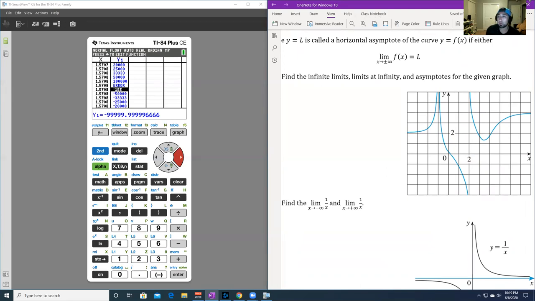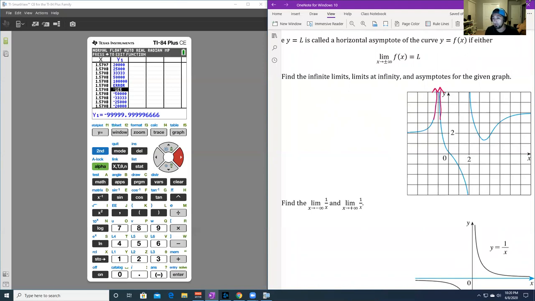All right, so we read graphs left to right. Looking at this graph, let's look for vertical asymptotes first. We see that both of these tails, this tail on the left is headed towards infinity, and this tail on the right is headed towards infinity. This means that if you have two tails headed towards infinity, then what must lie in between them?